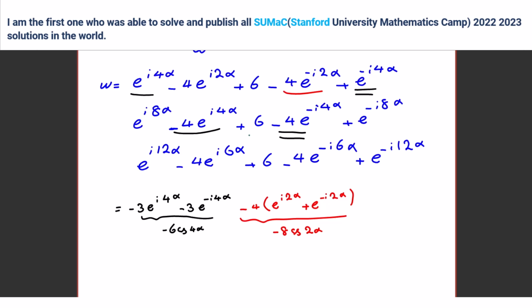And there's e to the i8 alpha plus 1 over e to the i alpha, which becomes 2 cosine 8 alpha. Can you say again which terms you considered?